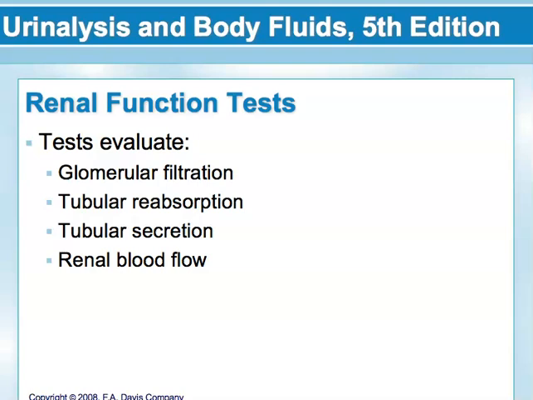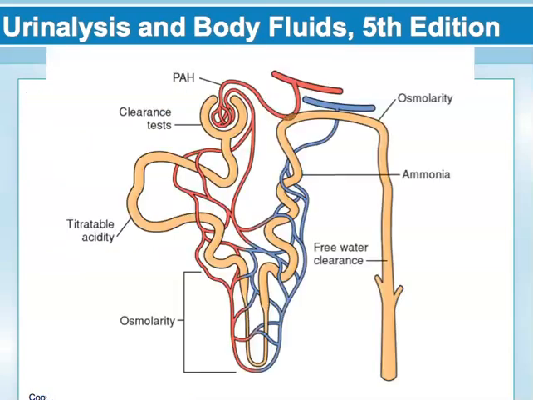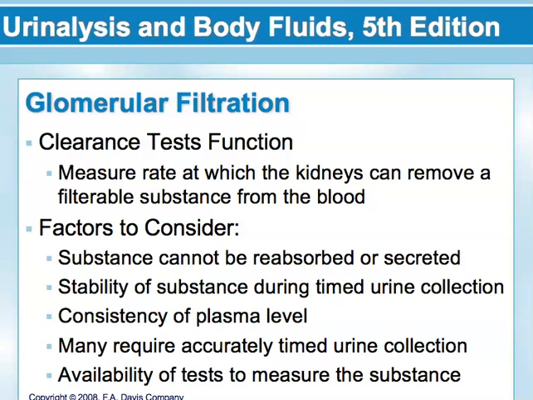And now we're going to talk a little bit about some different renal function tests. So these tests are used to evaluate glomerular filtration, tubular reabsorption, tubular secretion, and renal blood flow. Glomerular filtration tests are used to measure the filtering capacity of the glomeruli. They get referred to as clearance tests, and they measure the rate at which the kidneys are able to remove a filterable substance from the blood.